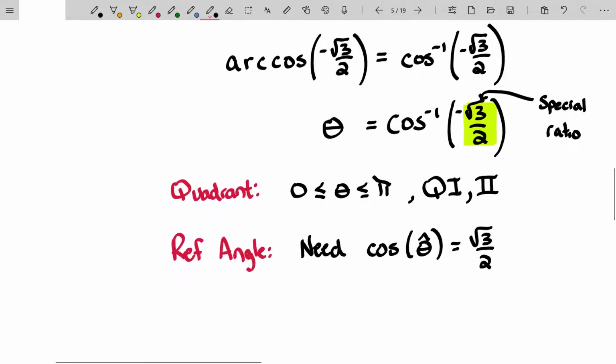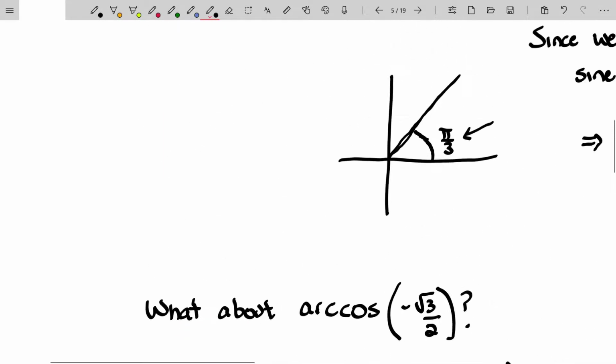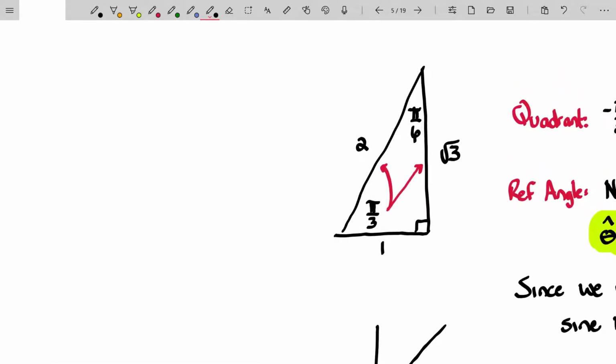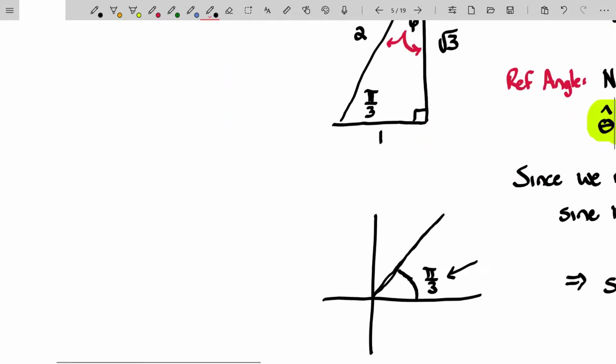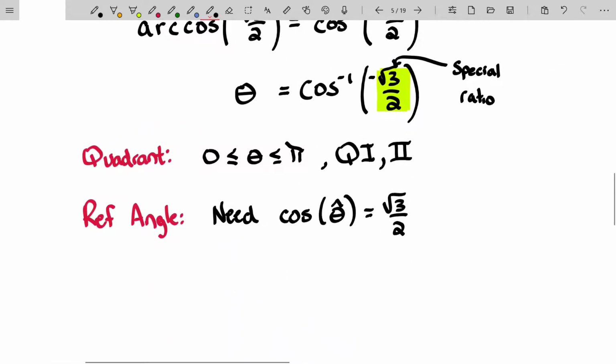If we go up to that special triangle up above, I need to find the cosine of an angle such that that cosine will be root 3 over 2. Now remember, cosine is adjacent over hypotenuse. So the reference angle is pi over 6 because the cosine of pi over 6 is root 3 over 2. So I'll scroll down here and I will fill that in. So this implies theta hat, the reference angle, is pi over 6.